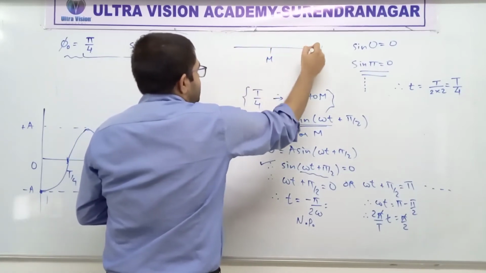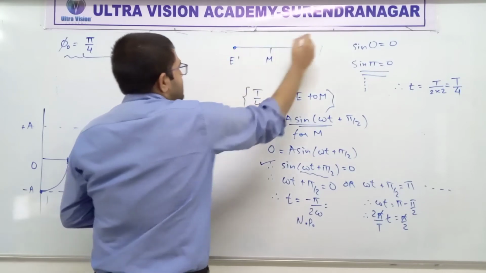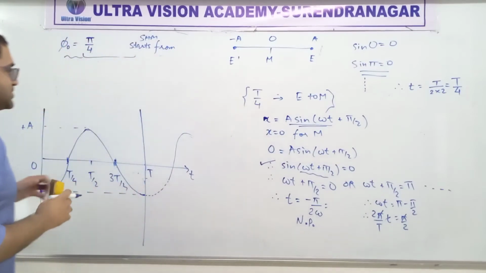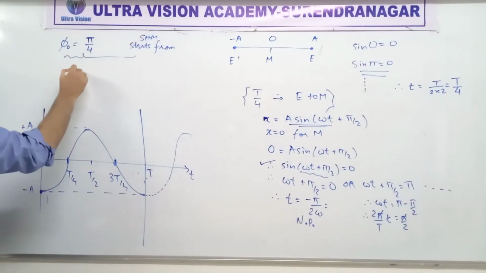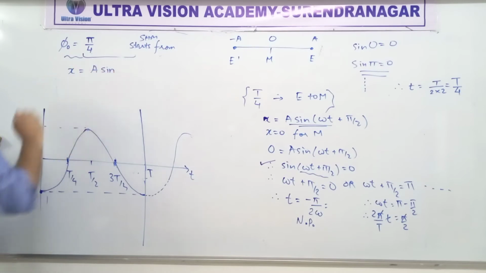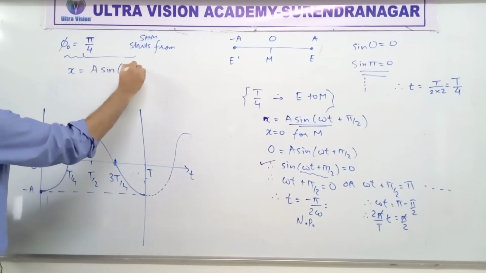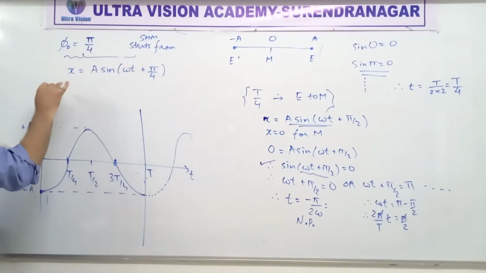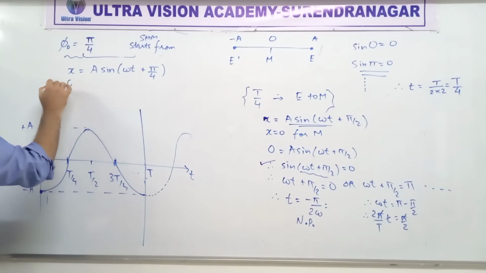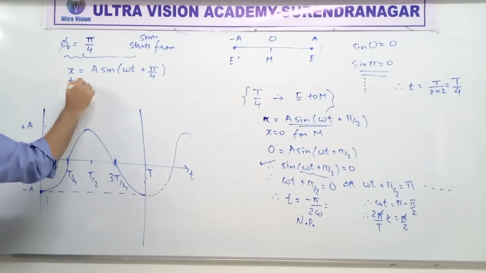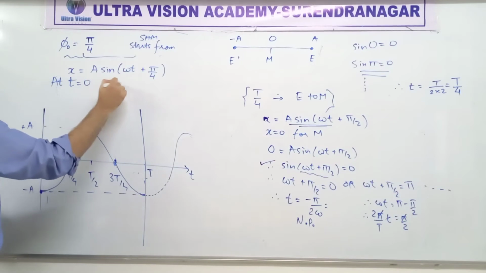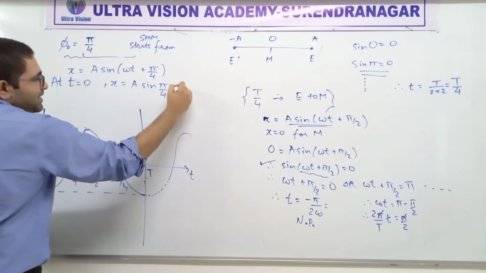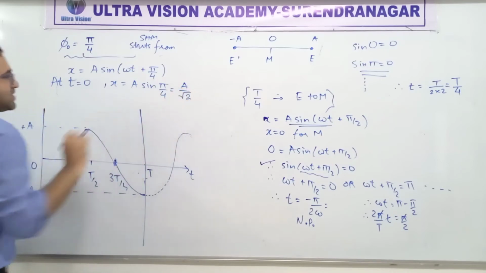Okay? So if we indicate it in this picture, here is M, here is E, here is E dash. This is at x equal to plus A, this is at x equal to minus A, and this is at x equal to 0, the mean position. So if I were to do a bit of maths here, just to strengthen your concepts, x is equal to A sine(omega t plus pi by 4). That's the equation. We have put phi 0 as pi by 4. If I put t equal to 0, that is at start, we will have x equal to A sine pi by 4, that is 45 degrees. So A by root 2. Did you understand so far?